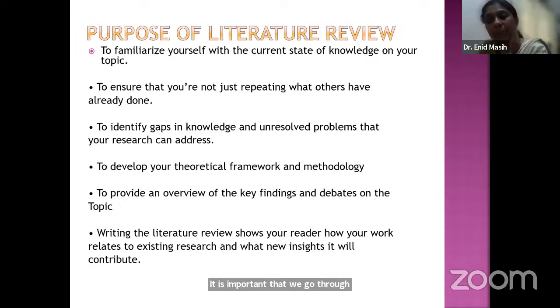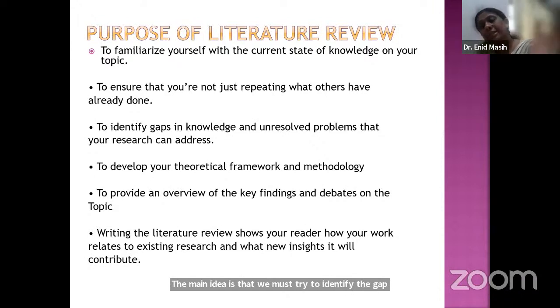which have already been published. Rather than just simply copying the work which is already being done, the main idea is that we must try to identify the gap and take things further, to develop a theoretical framework and methodology.